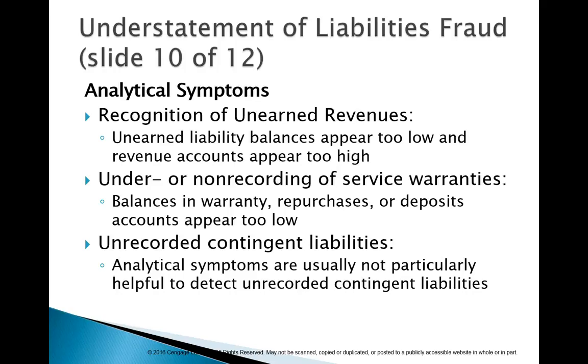So under recording or non-recording service warranties. So if your warranty expense continues to go down across time, that might make you a little nervous, especially as compared to sales. So sales are going up, but your warranty expense is going down. Then you're probably understating your warranty expense and consequently understating your warranty reserve. So unrecorded contingent liabilities, and these are the hardest thing to detect because you don't know about contingent liabilities. So that's where you have to send confirmations to banks, to lawyers, to regulators, and try to figure out if there's potential fines or losses coming down the line that need to be accrued because they're probable.